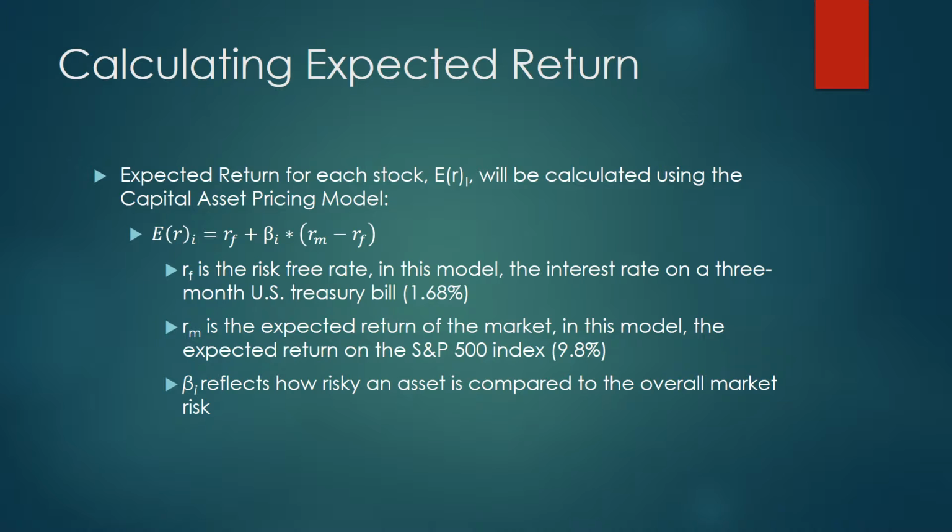RM is the expected return of the market. In this model, since I am only using stocks from the Dow 30 index, I use the S&P 500 as the market to avoid crossover. Beta reflects how risky an asset is compared to the overall market risk, and I'll show how I calculate that on the next slide.